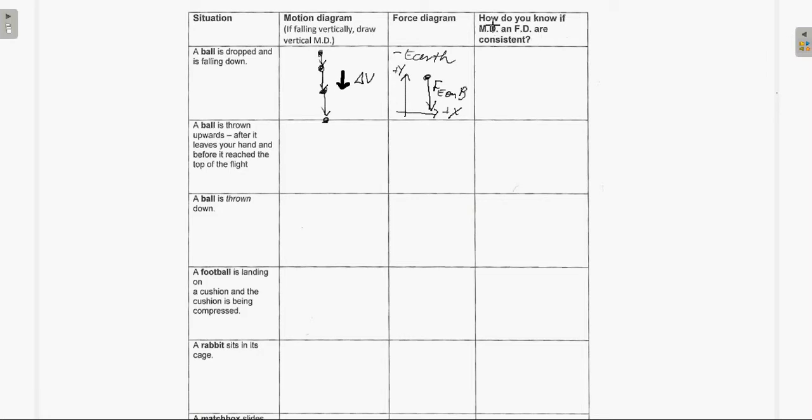And so now the question is, how do you know if the motion diagram and force diagram are consistent? In class, we learned that the delta V arrow occurs in the direction of the unbalanced force, or now we know that acceleration occurs in the direction of the unbalanced force. So that is how we know. So when it asks how do you know they are consistent, you say the delta V arrow is in the direction of the unbalanced force.